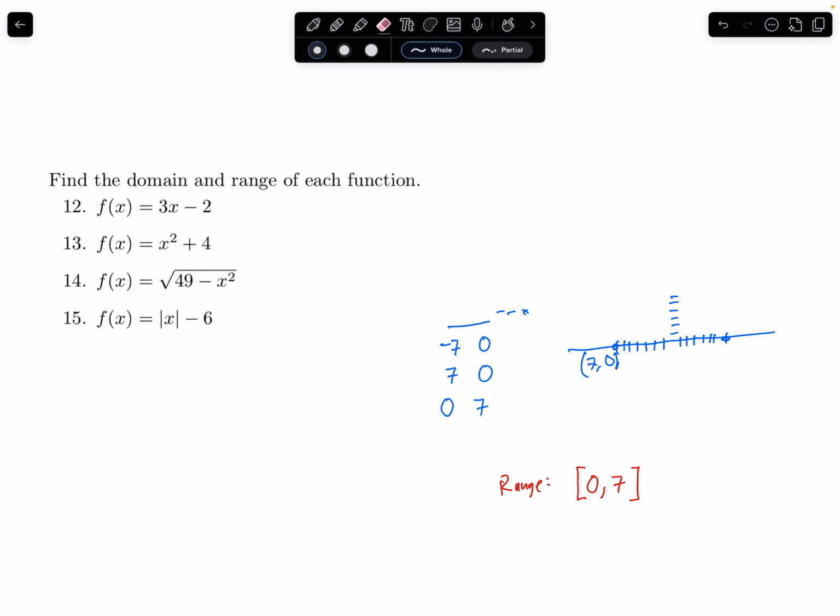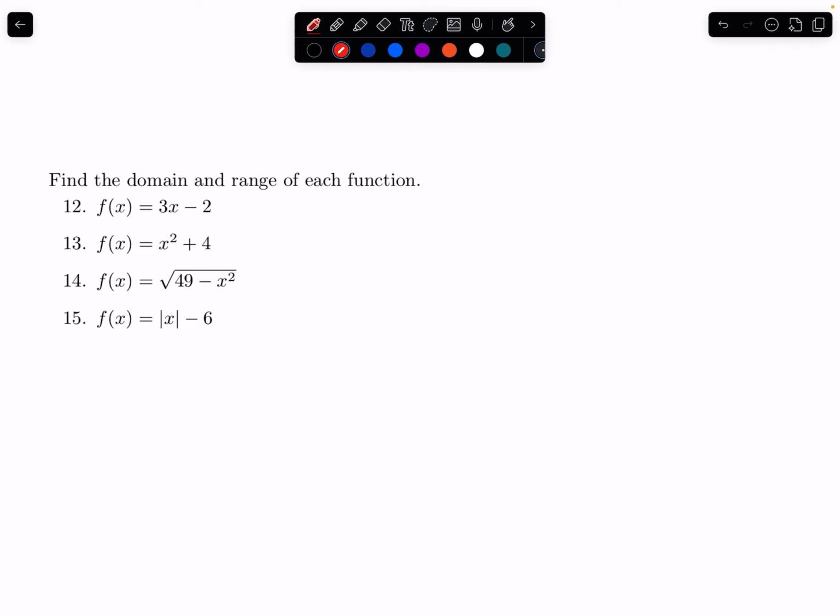That's 14. One more, and we're out of here for this video anyway. Okay. Number 15 now. f(x) equals the absolute value of x minus 6.